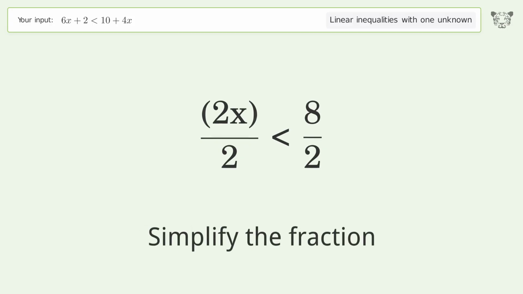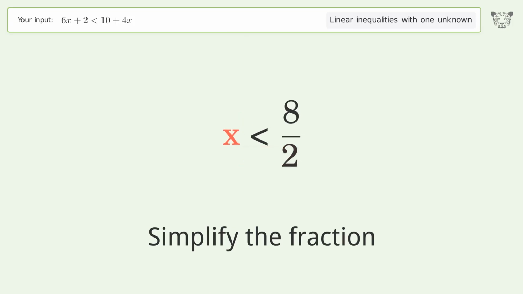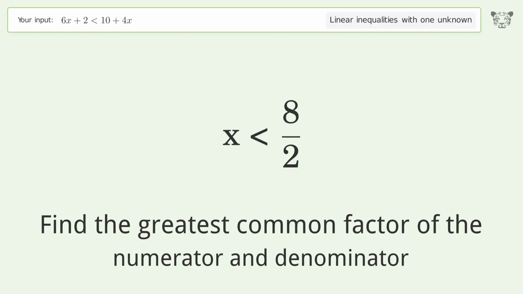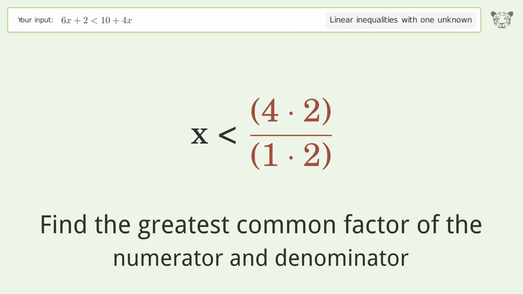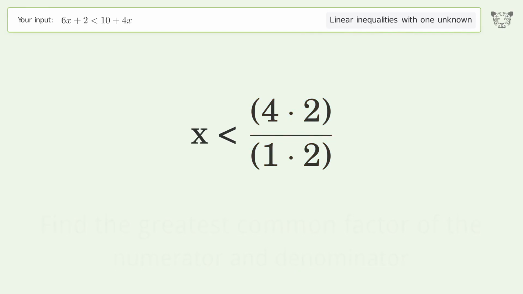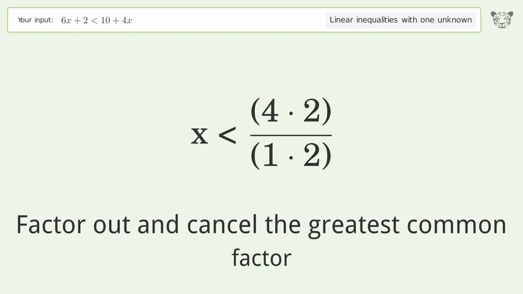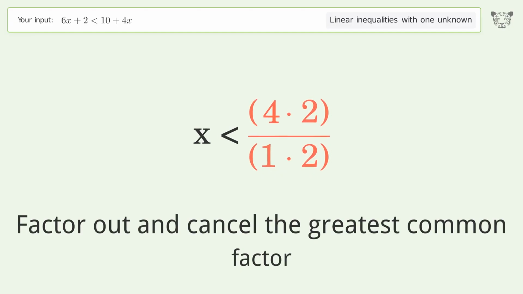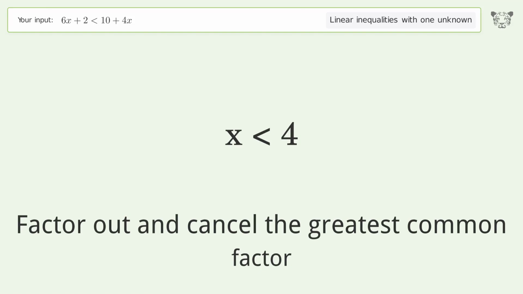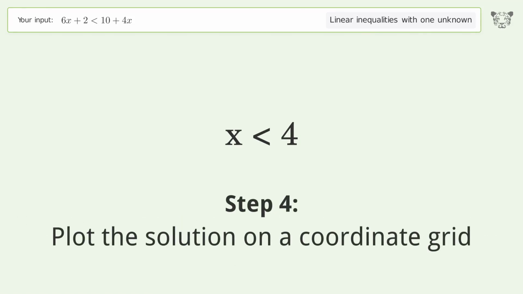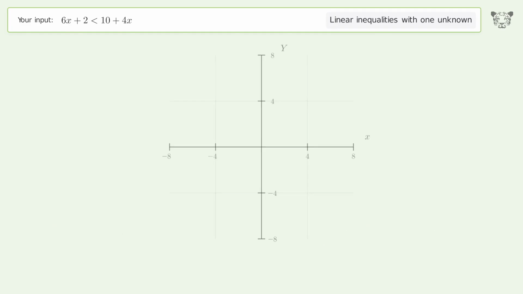Simplify the fraction. Find the greatest common factor of the numerator and denominator. Factor out and cancel the greatest common factor. Plot the solution on a coordinate grid. And so the final result is x smaller than 4.